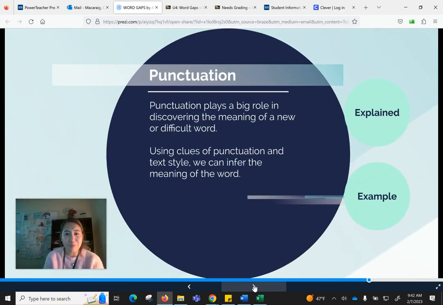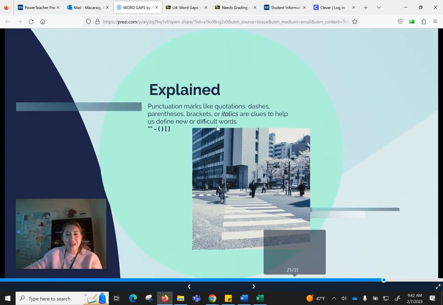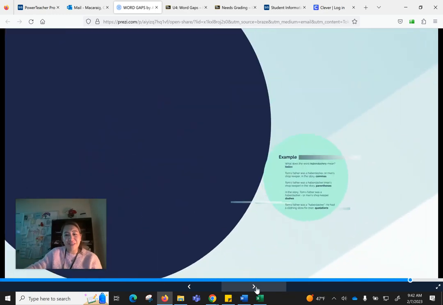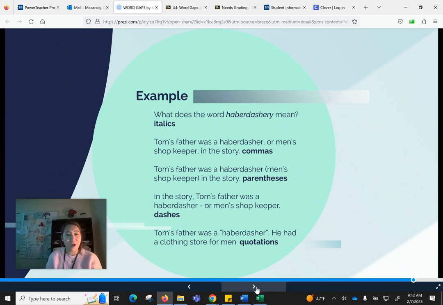And lastly, through punctuation. Punctuation plays a big role in discovering the meaning of a new or difficult word. Using punctuation, in text style, we can infer the meaning of the word. Just like the first one, we use comma. But there are other punctuations that we could use, like dash, what else? Parentheses, brackets. You could use italics, the slanted words, and even quotations. Okay, let's look at the following examples. Okay, the first one, through the use of comma.